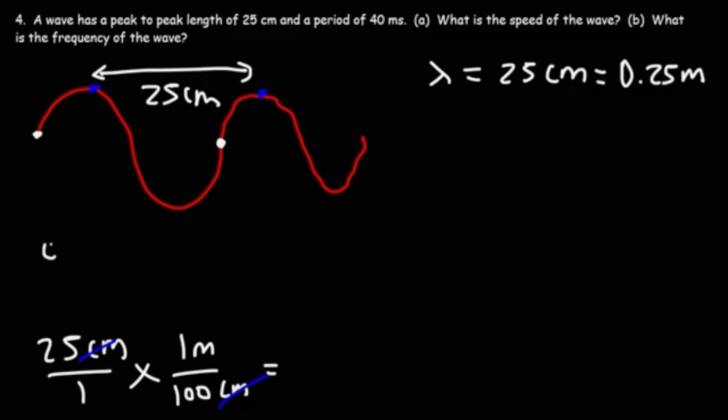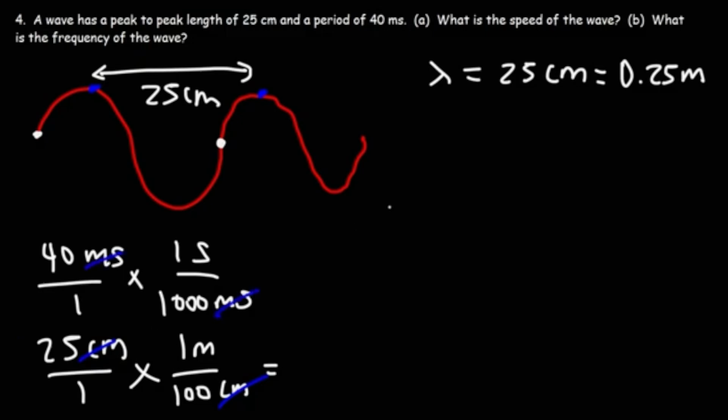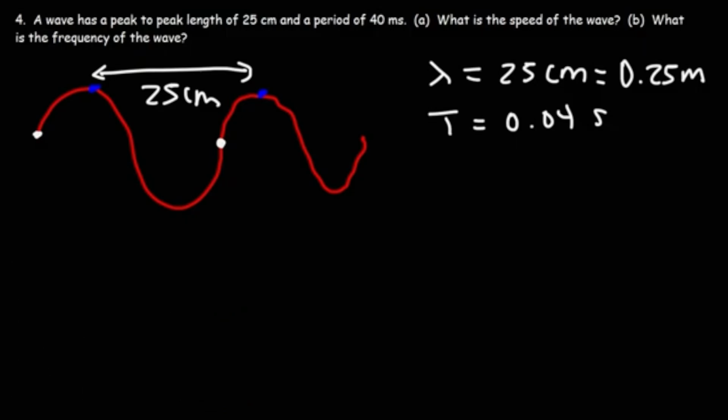Now the period is 40 milliseconds. 1 second is equivalent to 1,000 milliseconds. So if we divide 40 by 1,000, we'll get the period in seconds. 40 divided by 1,000 is 0.04. So that's the period, 0.04 seconds. That's the time it takes to go from one peak to another, or the time to complete one cycle.